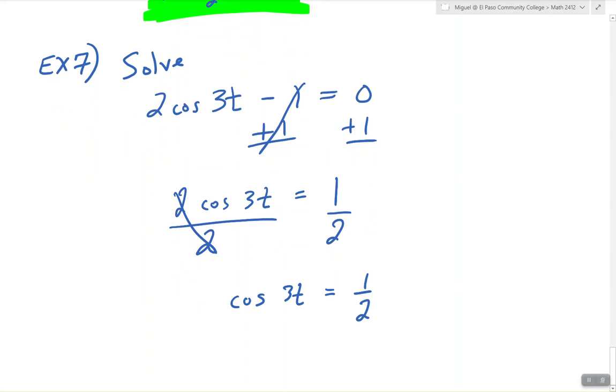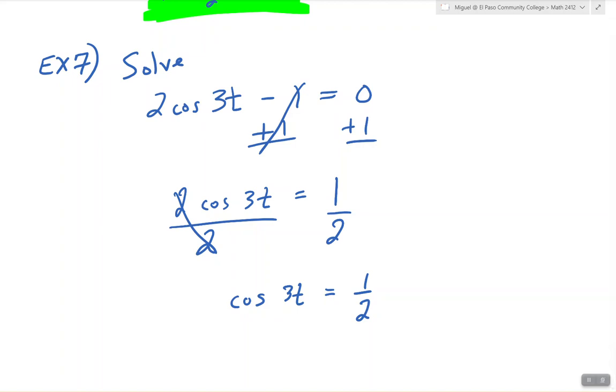Remember, we cannot divide by the 3, right? Because it's inside the function, it's inside the argument. So that we can't get rid of unless we apply some sort of definition or trig identity or something like that. Okay? So this is where some people get confused. So now it's pretty much in simplified form. Cosine of 3t equals 1/2.